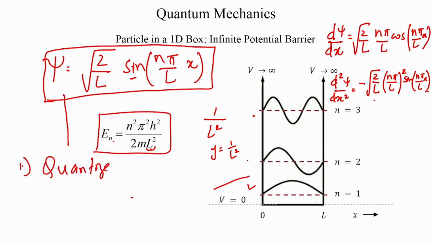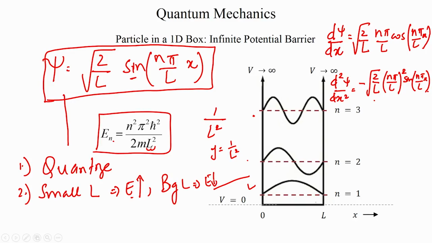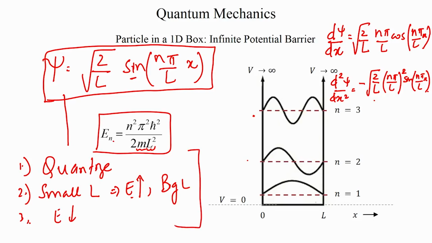The second is that a small box implies large energy for the particle, and a large box implies small energy for the particle. So the energy scales as 1 by L square. Now let us also look at the mass. If the mass of the particle increases, then my energy decreases. Okay. So these are all the absolute values of the energy.